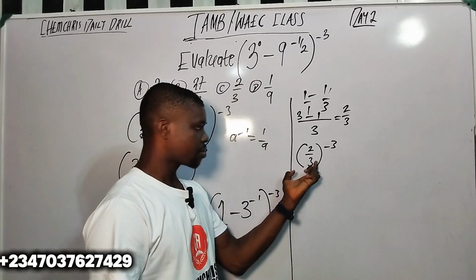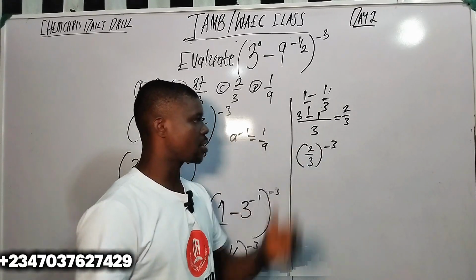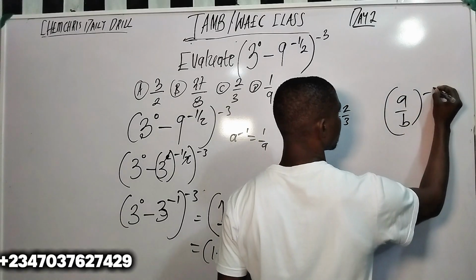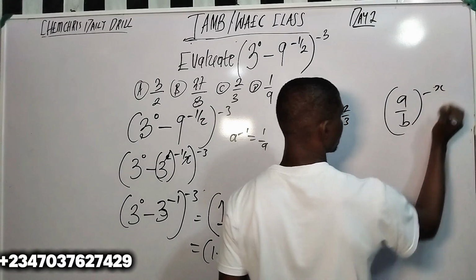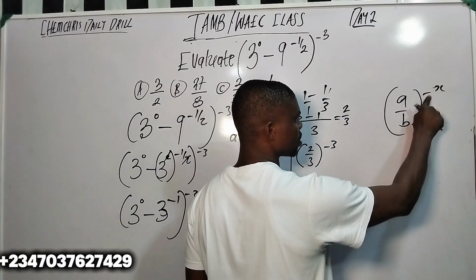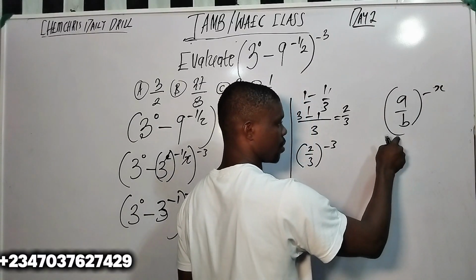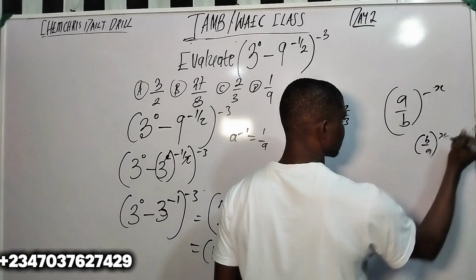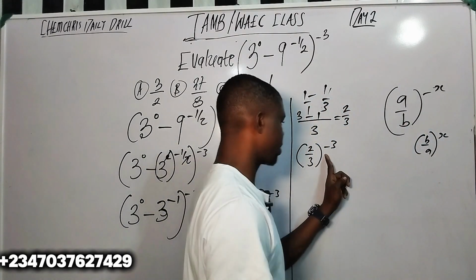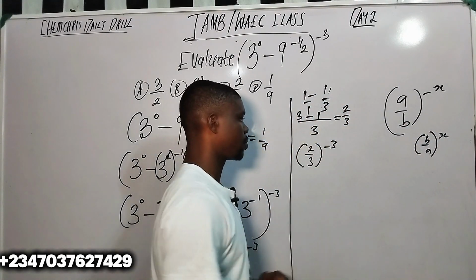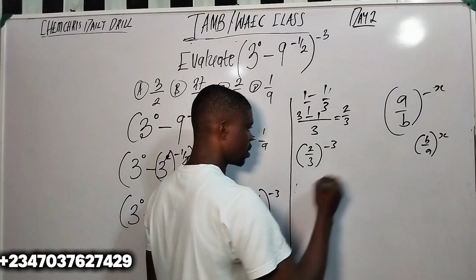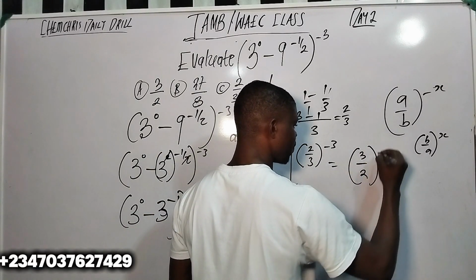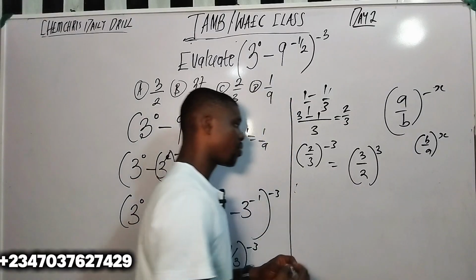What will happen here? Remember, if I want to remove this minus sign, just like this law here, a raised to minus x equals 1 over a to the x, it goes down. If I want b over a to the x, then for me to remove this minus here, this will also come down. So I have something like this: 3 over 2, to remove the minus.